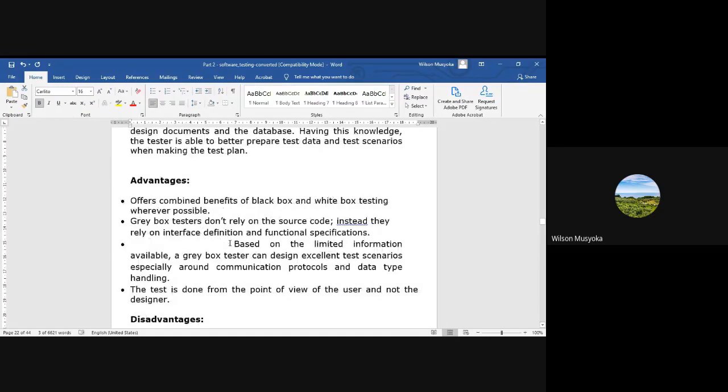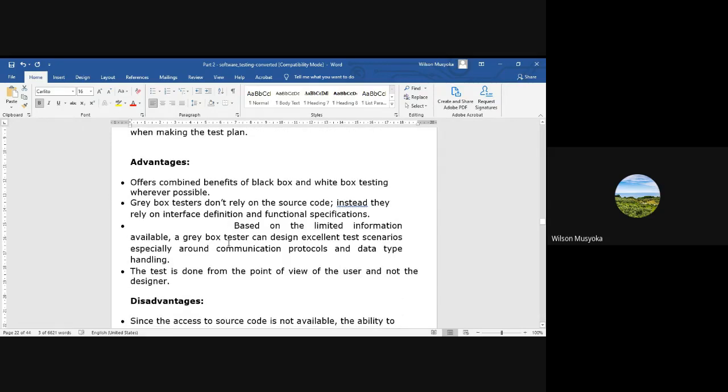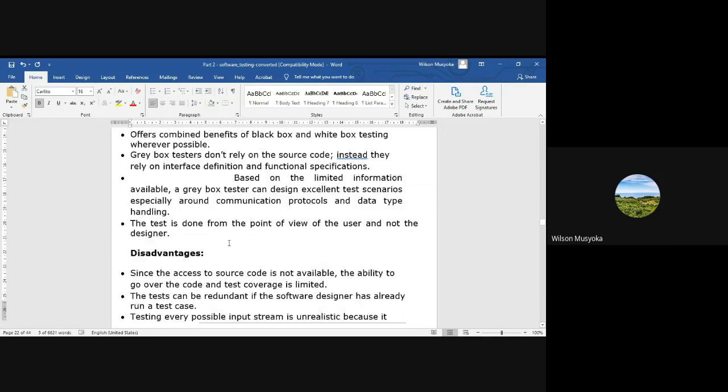So in terms of advantages is that it offers combined benefits of both black box and white box testing, and gray box testers do not only rely on the source code, but they also rely on the interface and the functional specifications. So gray box testing also can design excellent test scenarios, which are especially around communication protocols and data type handling. Then the test is done from a viewpoint of the user and not the designer.